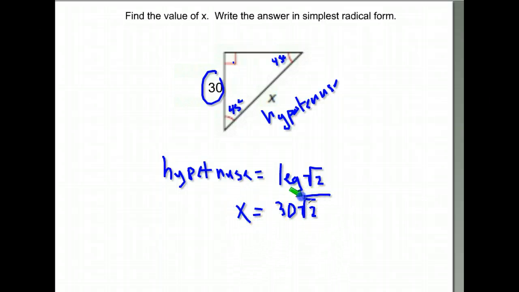Now this is in simplest radical form. I don't have to do anything else to it. If they wanted decimal form, I would go ahead and multiply those, but they want radical form, which means leave your square roots there. I don't have to do any simplifying because it wasn't a fraction and there was nothing in the bottom of the fraction. If they wanted me to multiply it out, I could. But anytime it says simplified radical form, I would just leave it as 30 square root 2.